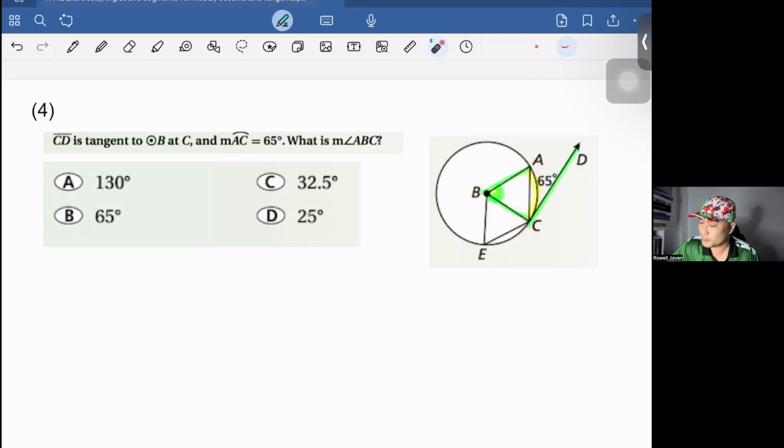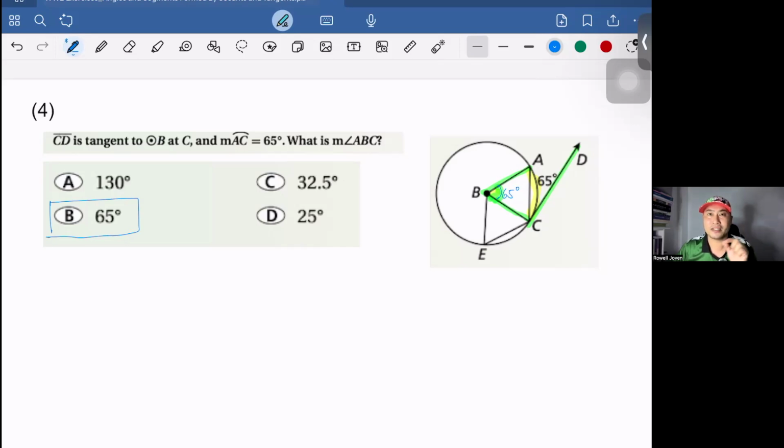By the definition of the central angle, the measure of the intercepted arc and the central angle are always congruent or equal. Thus, if arc AC is 65 degrees, that means angle ABC is also 65 degrees. That's why the answer here is only 65 degrees. The measure of the intercepted arc with respect to the central angle, they are always equal. Therefore, the answer is letter B.